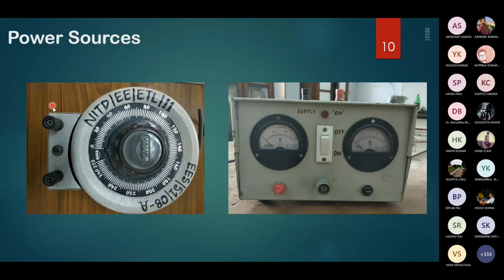So here it is known as the variac. It is nothing but an auto transformer, and these 2 points, from which you will connect the network, will be connected across them. So one wire will be connected here and another wire here, and these 2 will go to the network. Okay, so this is the AC supply. Understood, everybody?